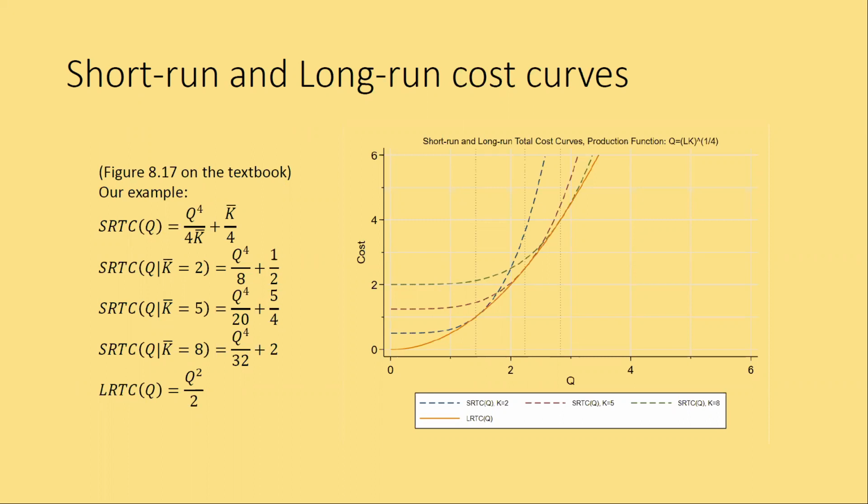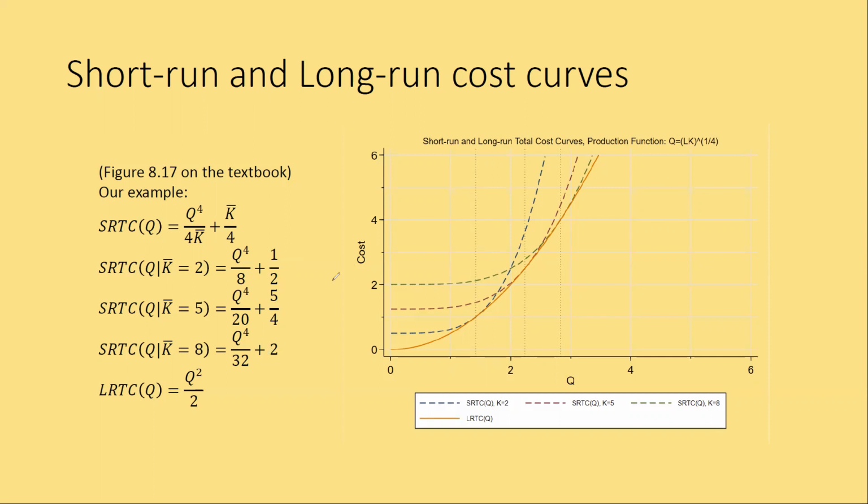Here we are going to describe the relationship between short-run and long-run total cost curves. We derived previously that the short-run total cost for different levels of fixed capital is Q to the power of 4 divided by 4 times K bar plus K bar divided by 4. So I'm picking 3 specific values of K bar, and writing down the short-run total cost for those curves explicitly. I picked K bar equals 2, K bar equals 5, and K bar equals 8.